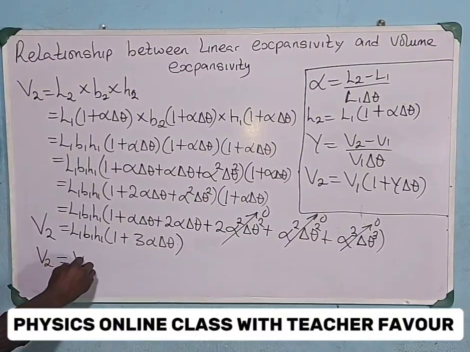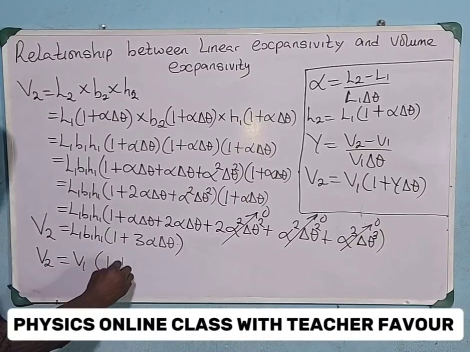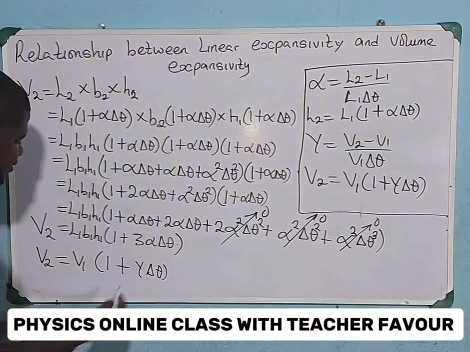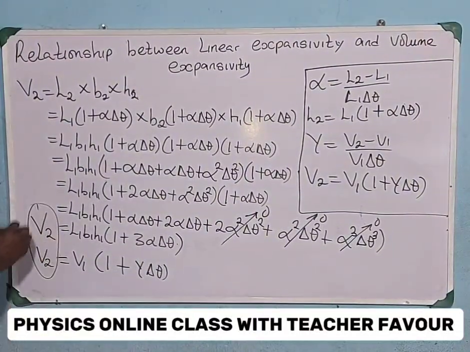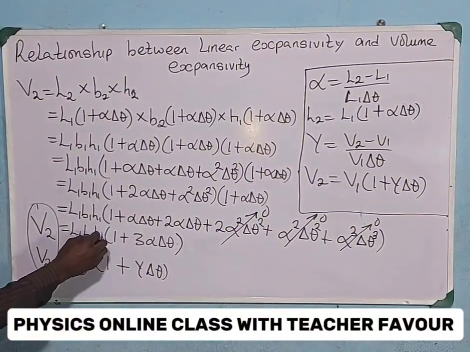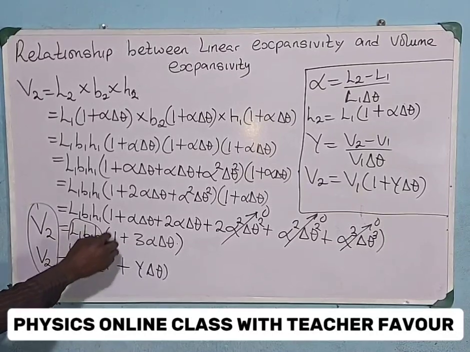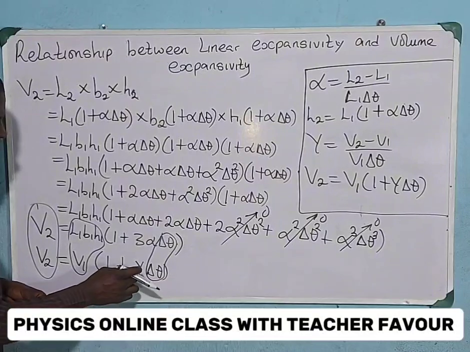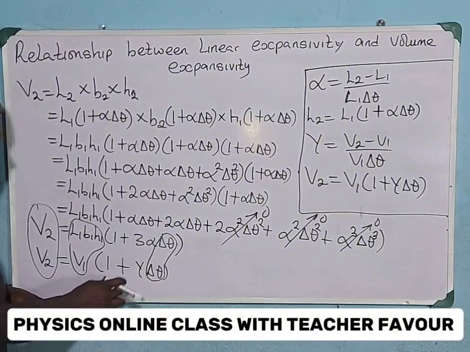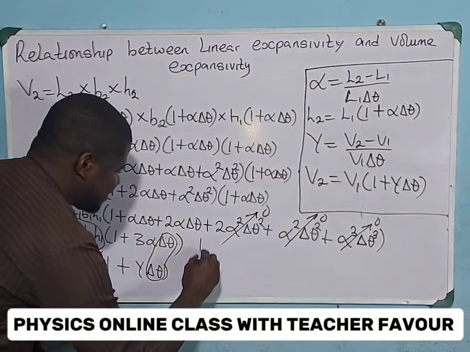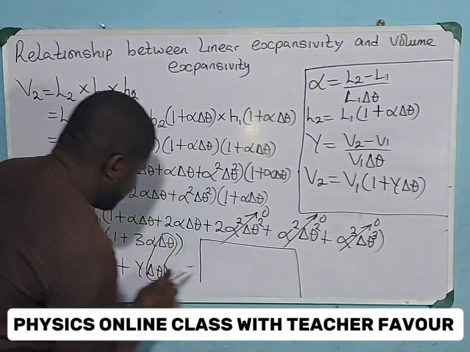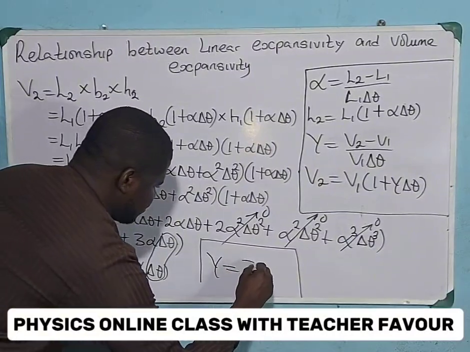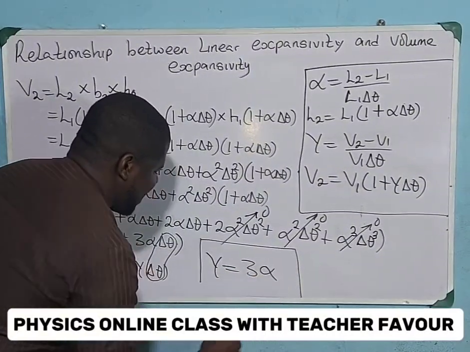V2 equals V1 brackets 1 plus gamma delta theta. Let's compare the two. These two are equivalent. This is equivalent to this. Of course, 1 is equivalent to 1. Change in temperature is equivalent to change in temperature. Therefore, we only have 3 alpha and gamma. What it simply means is that volume expansivity is equal to 3 times linear expansivity.